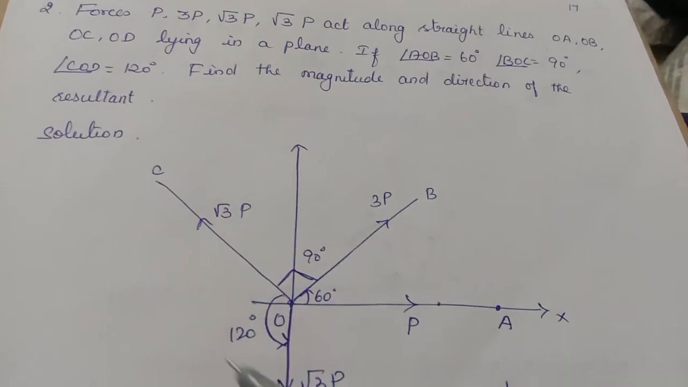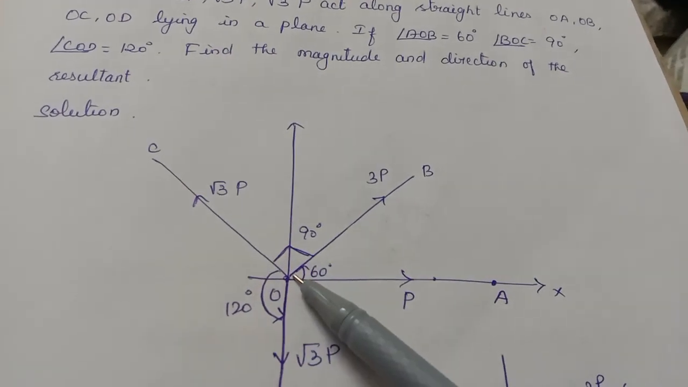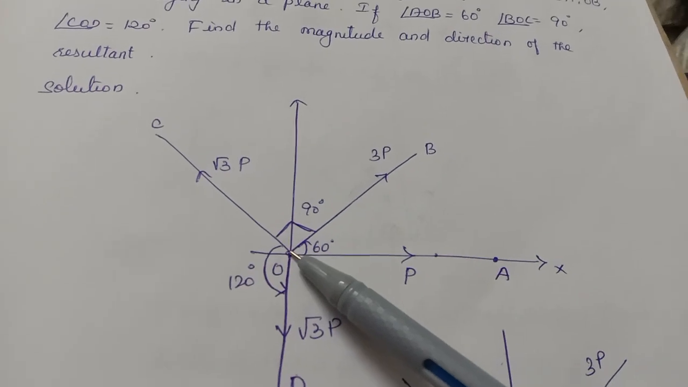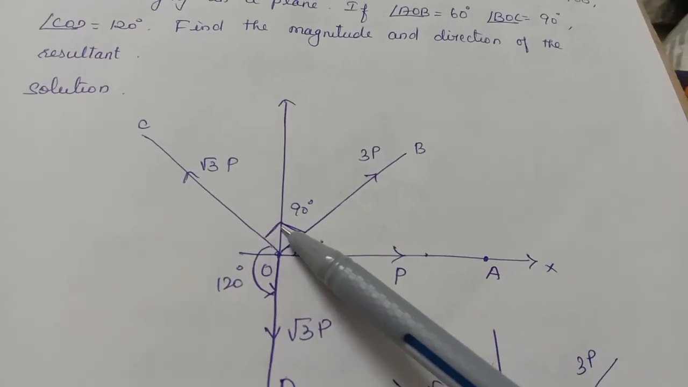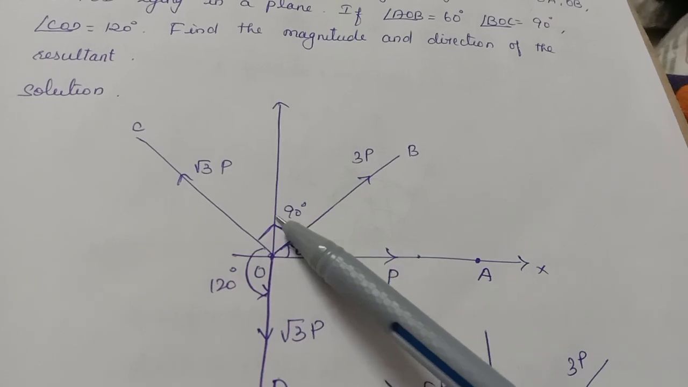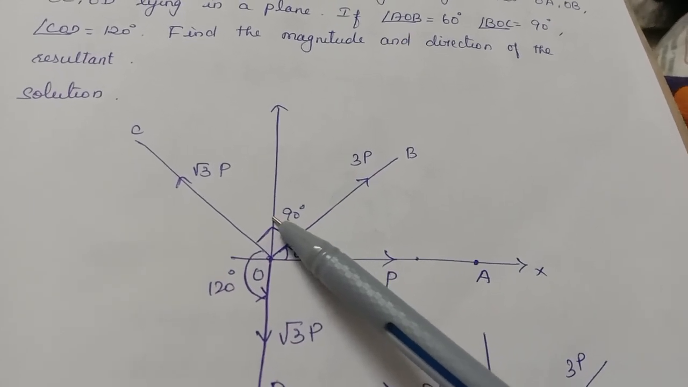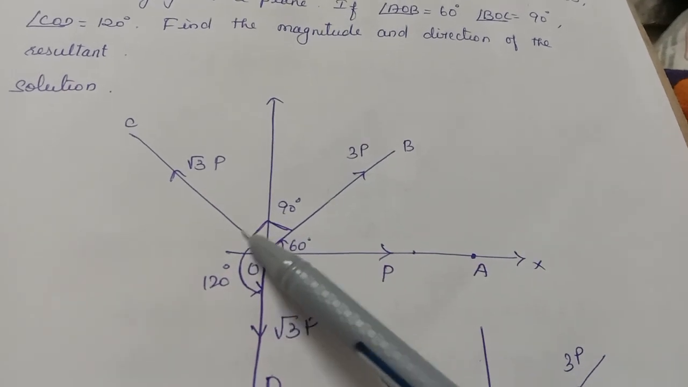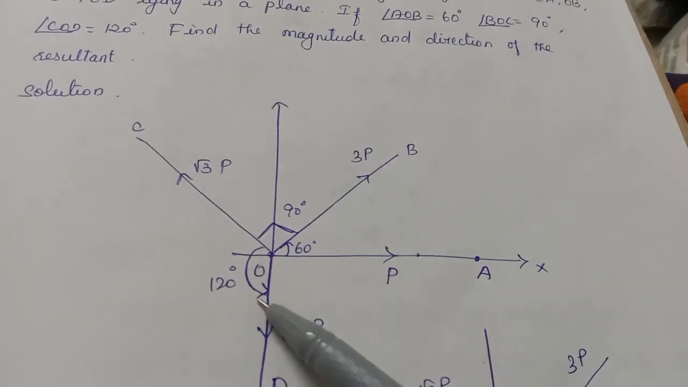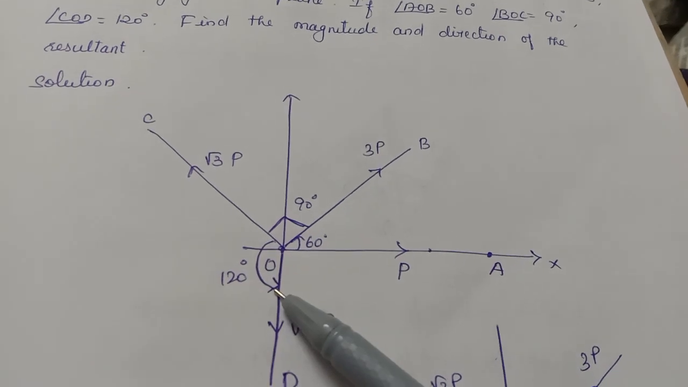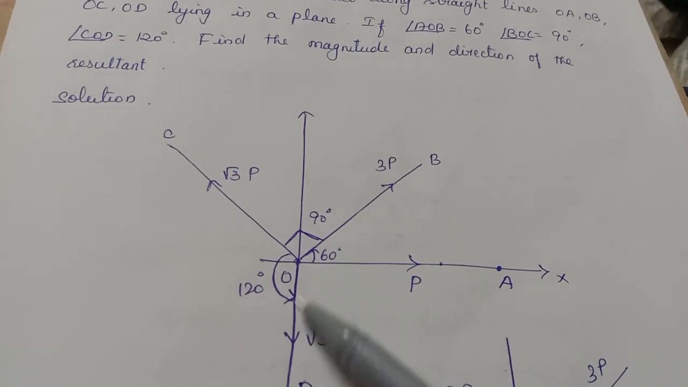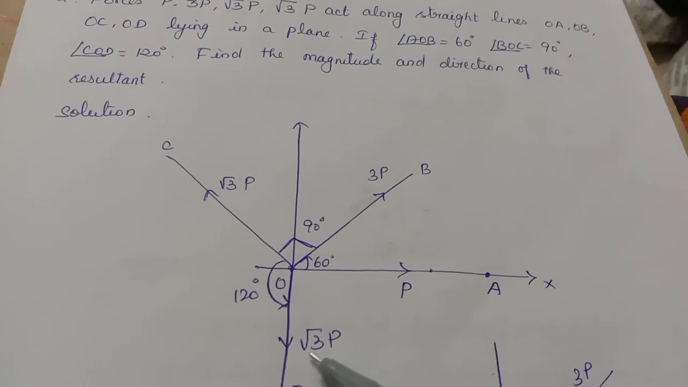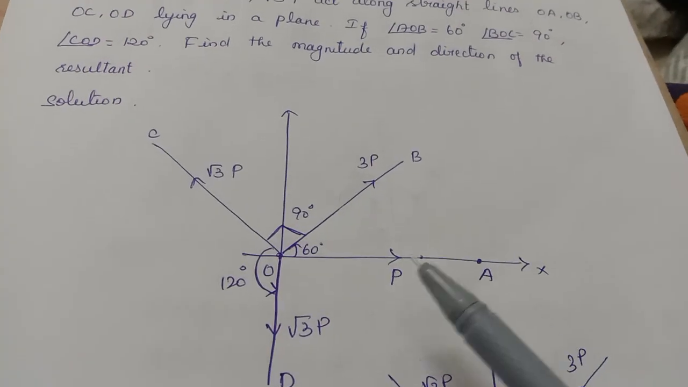Another one is angle COD equal to 120. This is CO, no? So you have to draw D in such a way that it is at an angle of what? 120. See, if this is 60, then this will be 30. If this is 90, then what? This is 60. If this is 60, this will be what? 30 degree only, no? So if this is 30, one more 90 you have to take, so that the entire angle will be 120. Okay, so along this line you have to take root 3P. Right. So these are the 4 forces that I have expressed.